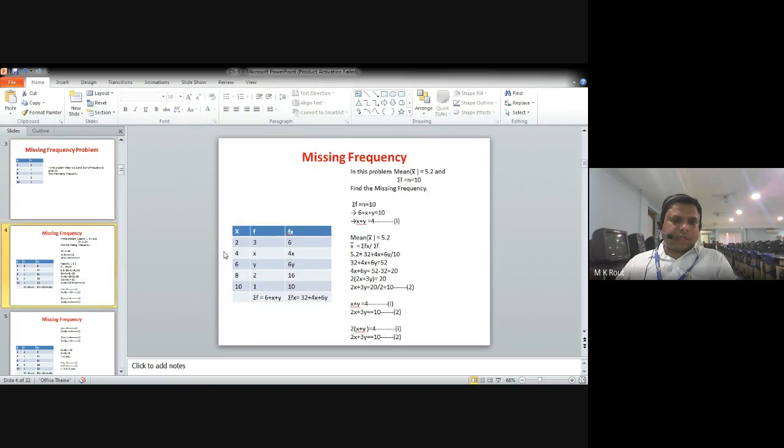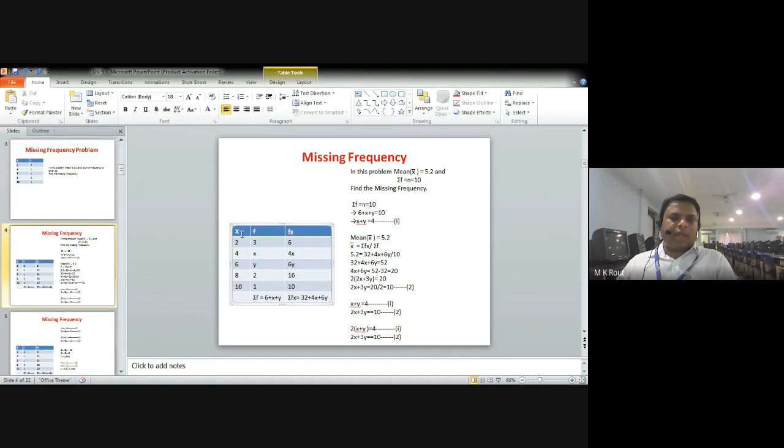First, you have to draw the table like this, and the respective frequencies should be mentioned. For 2, the frequency is 3, for 4, the frequency is x, for 6, the frequency is y, for 8, the frequency is 2, for 10, the frequency is 1. First, you have to calculate the sum of frequencies. That is, sum of frequency is equal to 6 plus x plus y, because for the missing frequencies, I denoted x for the second row and y for the third row.